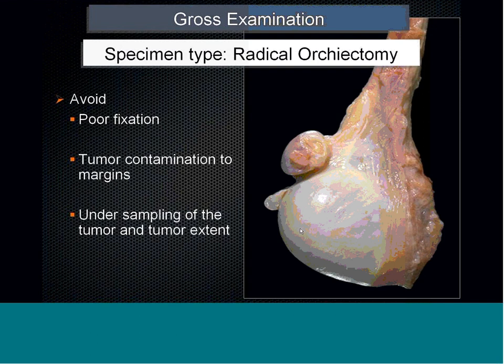changes in the tumor. So after recording measurement and weight, and a careful examination of the tunica vaginalis, the testis should be opened much like a book in the plane of the long axis through the testicular hilum using a long sharp knife. Failing to do so leads to poor fixation, tumor contamination of the margins, and undersampling of the tumor and tumor extent.